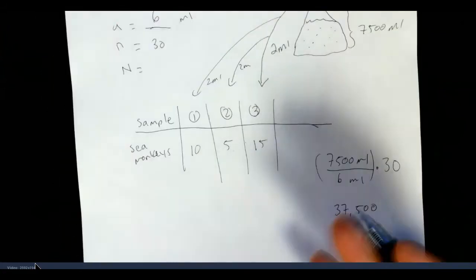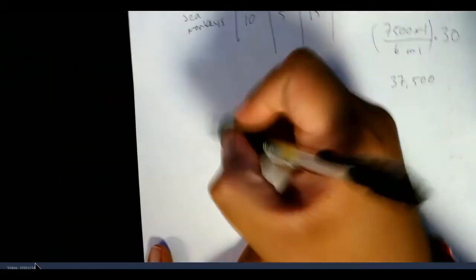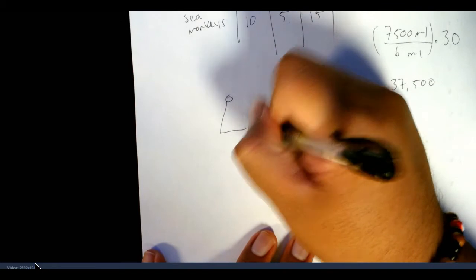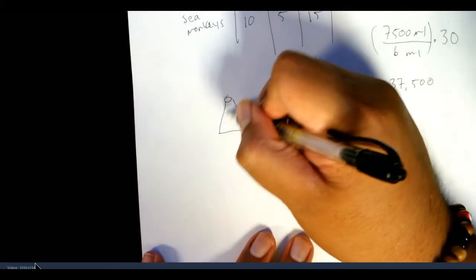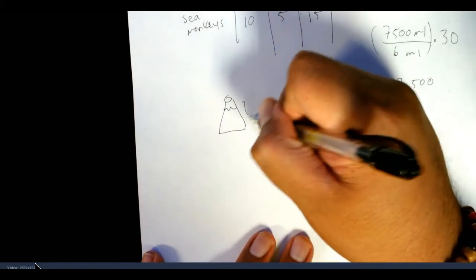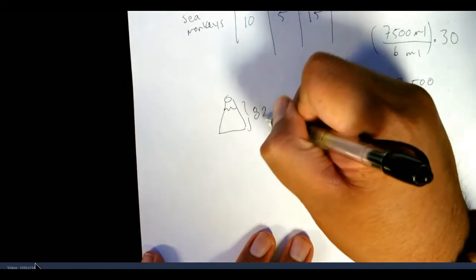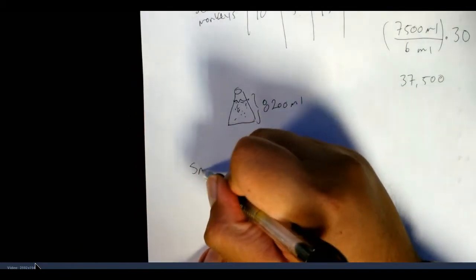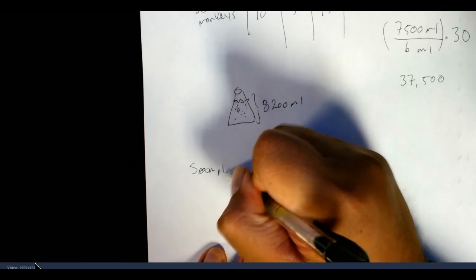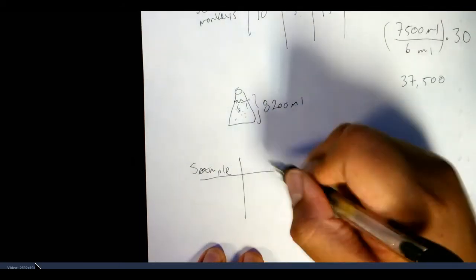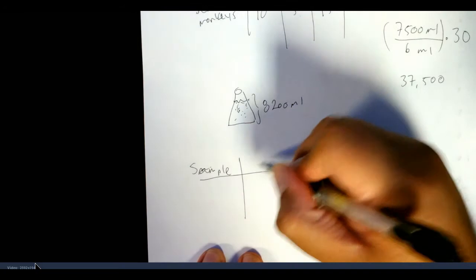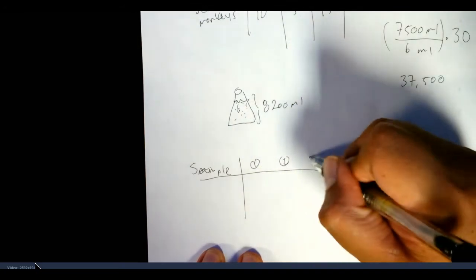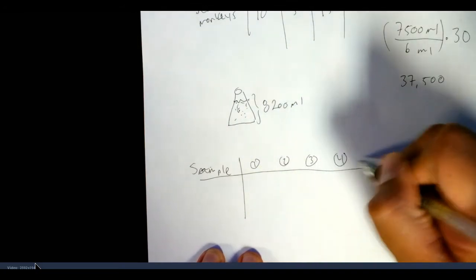All right. Want another sample problem? Sure. This time, let's just say we get, I don't know, 8,200 mLs. And there's a bunch of sea monkeys in there. Okay. How many samples do we take? Let's say we take 5 samples. Sample 1, sample 2, sample 3, sample 4, sample 5.